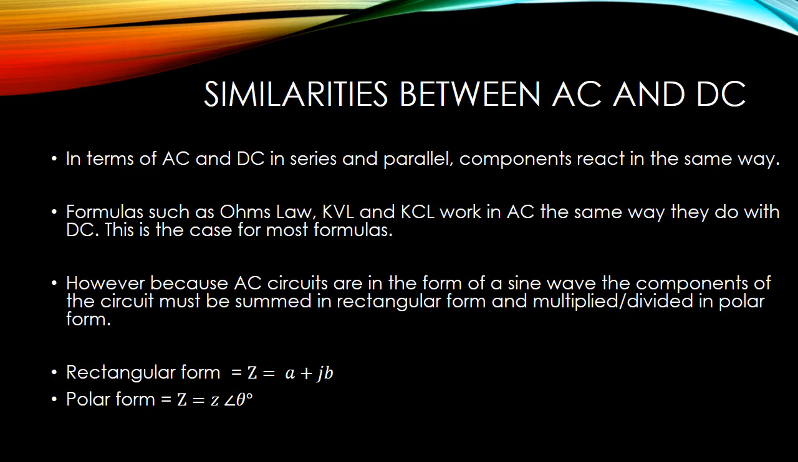However, because AC circuits are in the form of a sine wave, the components of the circuit must be summed in rectangular form and multiplied or divided in polar form. These are the formulas for rectangular form and polar form.